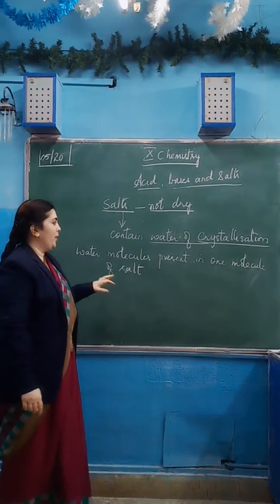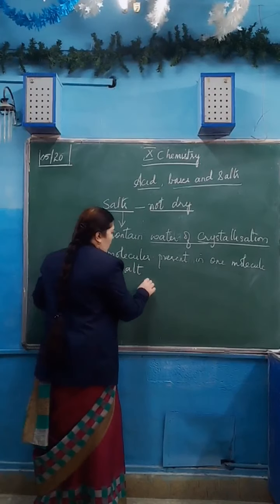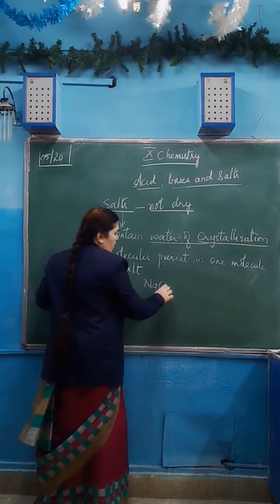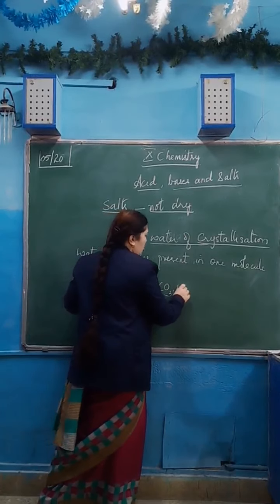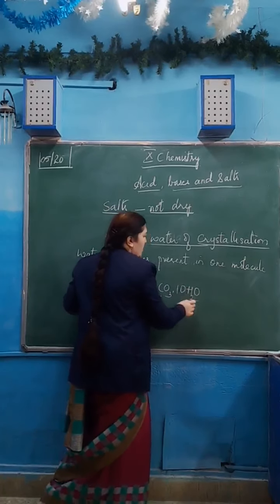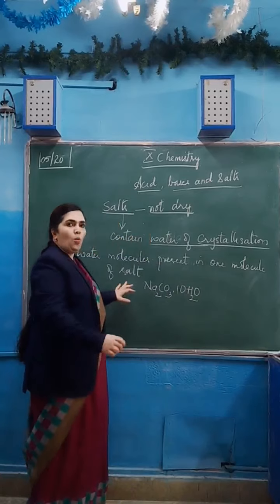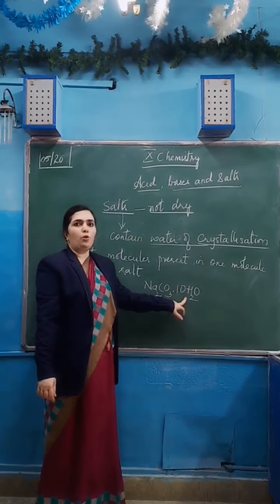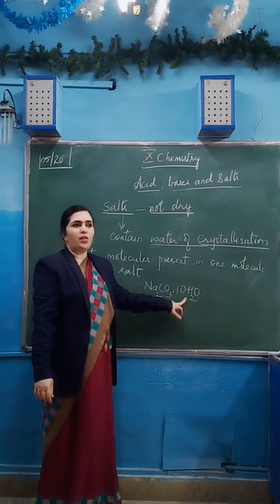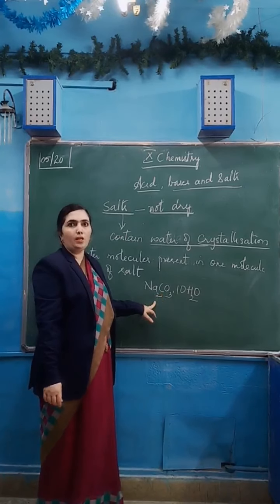For example, I said washing soda, Na2CO3. This is also a type of salt only. Na2CO3.10H2O. So what is the water of crystallization here? The water of crystallization in washing soda is 10 molecules. 10 molecules of water is the water of crystallization here.